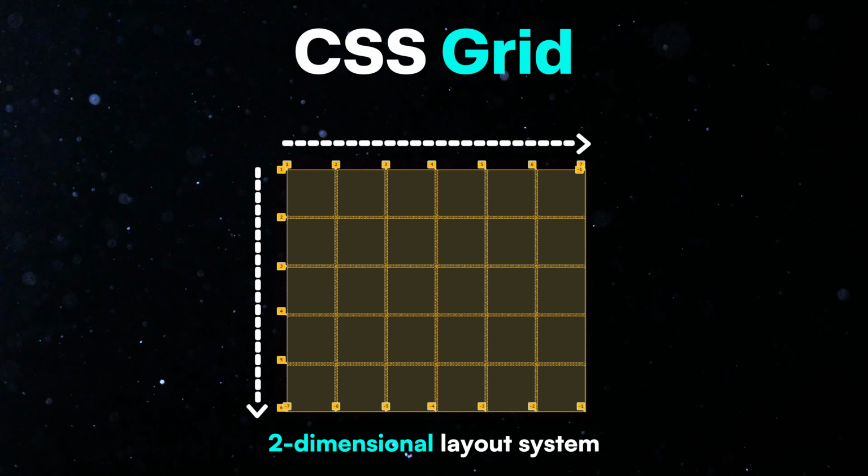extra space. For example, if the screen is wide, you might get 5 columns. On a smaller screen, you might only get 2 or 3 columns, but they'll automatically resize to fill the space. This makes your layout both responsive and flexible. No wasted space, and the grid adjusts perfectly to different screen sizes.